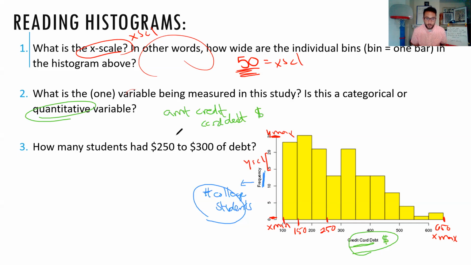How many students have between $250 and $300 in debt? So we're looking at this bin right here. And how many students were in this bin? We want to look at the height over here, and that's obviously a terrible line, but it can't be 12.5 right in the middle, so I would probably call this 13. So about 13 students had $250 to $300 of credit card debt. All right, so far no big deal. Let's keep moving here.